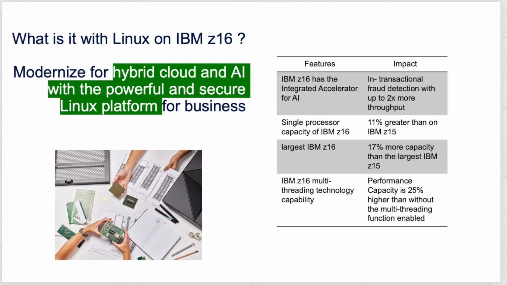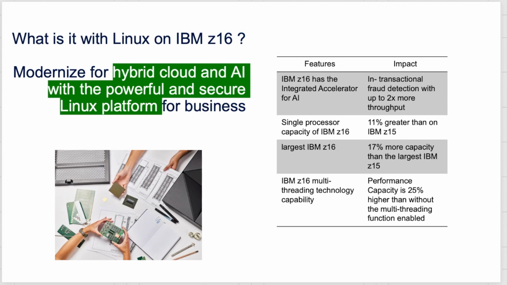The IBM Z16 features the integrated accelerator for AI that offers a capability of in-transactional fraud detection with up to 2 times more throughput than earlier systems. Another feature of IBM Z16 is a single processor capacity, which is 11% greater than its predecessor. IBM Z16s offer 17% more capacity than the largest Z15 available. You can enable multi-threading technology, which improves capacity performance by 25% compared to without the multi-threading function enabled.